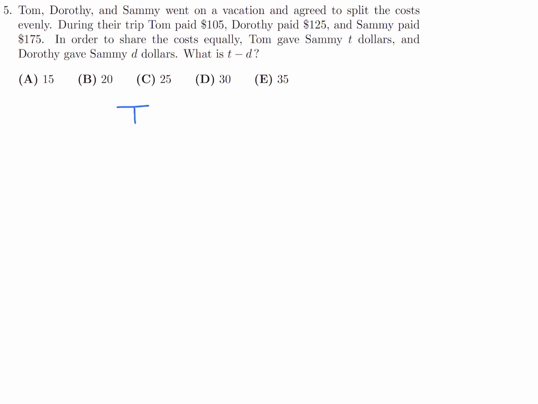We have T, D, and S for Tom, Dorothy, and Sammy. And his cost was $105, Dorothy's cost was $125, and Sammy's cost was $175. So what they're doing is trying to equalize their costs. So Tom basically adds T as a cost to his by giving that to Sammy. So if he gives it to Sammy, that means Sammy's costs go down by T. He's been given some money now, so that brings down his overall expenses.